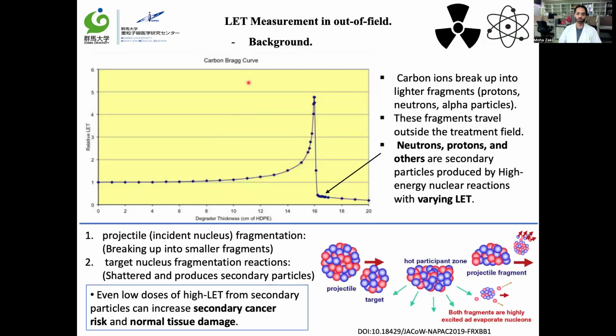Background. Despite the advantage of using high LET in heavy ion therapy, such as carbon ion, it can break up and generate secondary particles outside the primary treatment field. The fragmentations and secondary generated particles impact the overall dose distribution both inside and outside the field, because neutrons and protons and other fragmented particles exhibit different LETs along their path in the Bragg peak.